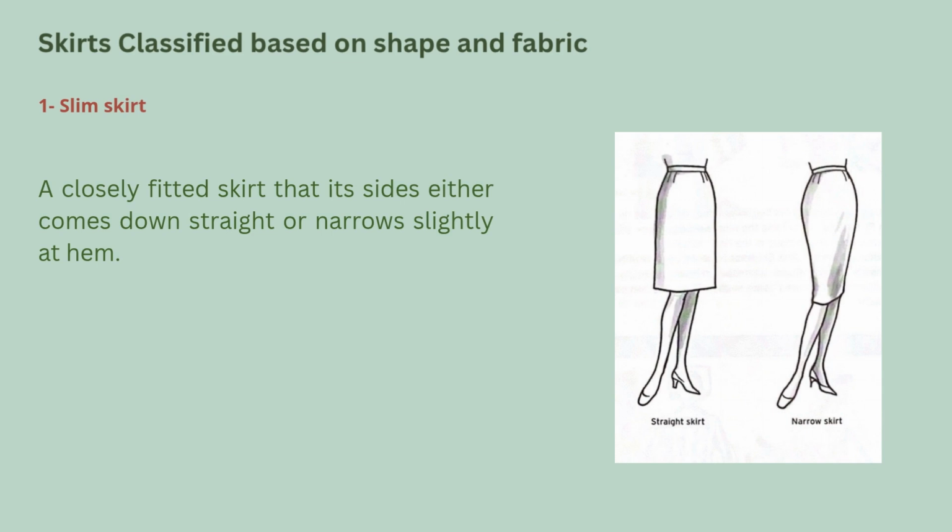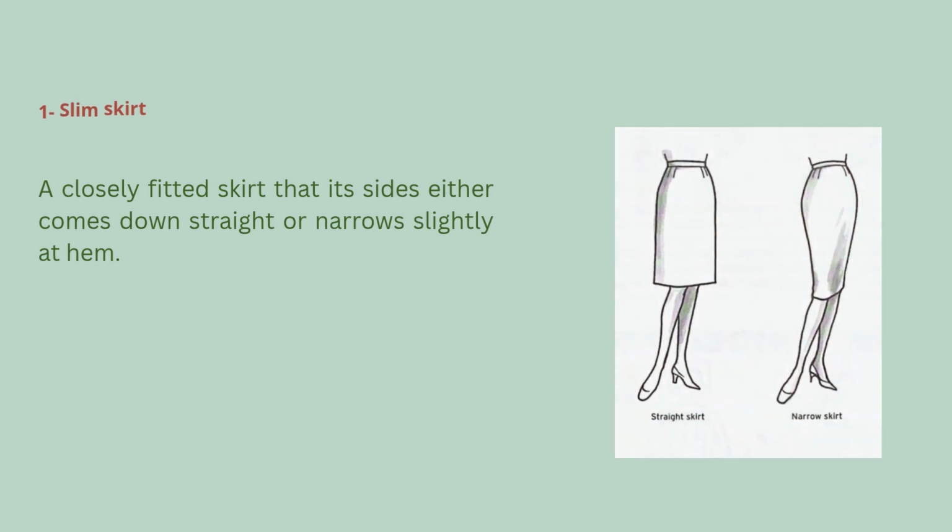Okay, the first group of skirts classified based on shape is a slim skirt. We first discuss the shape of a skirt because the shape is an important factor when we want to choose the fabric. A slim skirt is a closely fitted skirt that each side either comes down straight or narrows down slightly at hem as you see in this image.